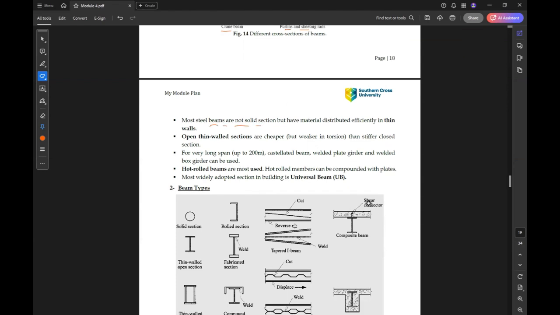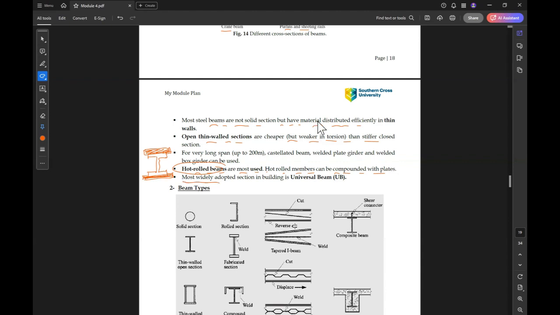Okay, most of the beams are not solid, but have material distributed efficiently. Open thin wall sections are cheaper, but weaker in torsion. Hot rolled beams are most used. This is our focus. Hot rolled beam may be compounded with plates. So if you need to increase the capacity or the strength of a hot rolled section, you can weld or bolt some more plates to increase the capacity.